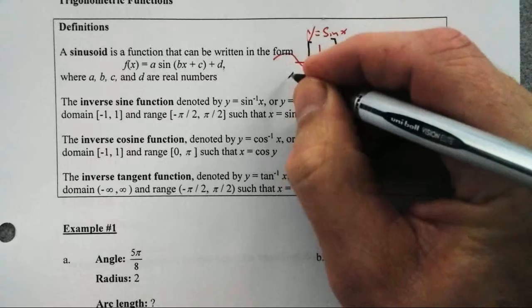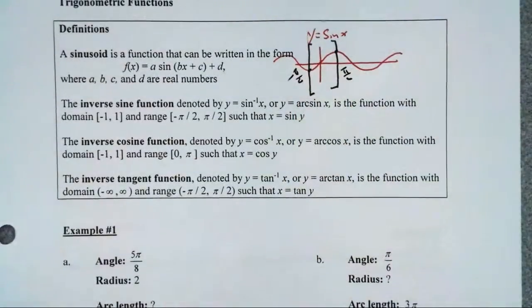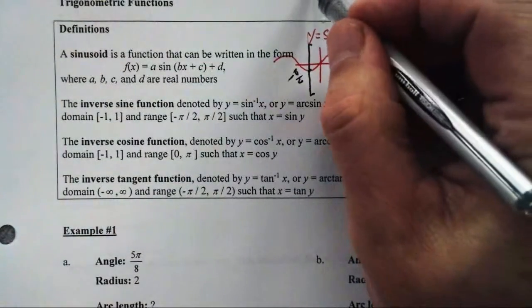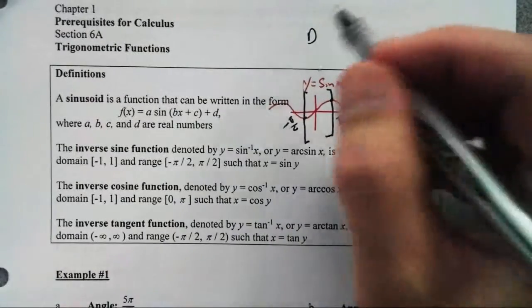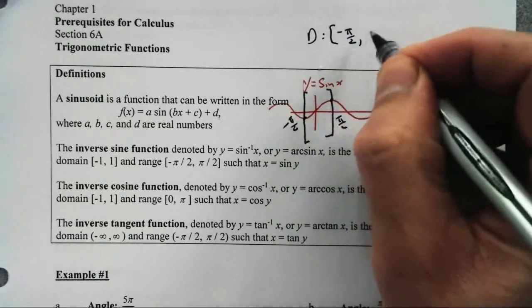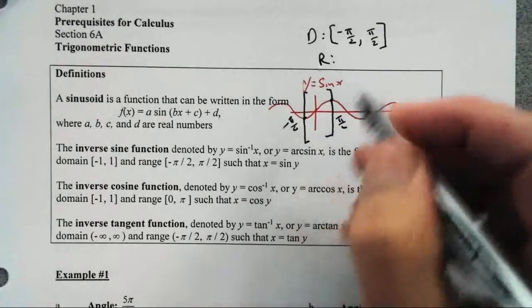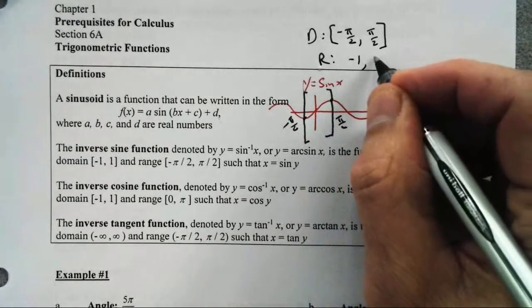That is between negative pi on 2 to pi on 2. So the domain of the sine function we're going to use is negative pi on 2 to pi on 2. The range is negative 1 to 1.